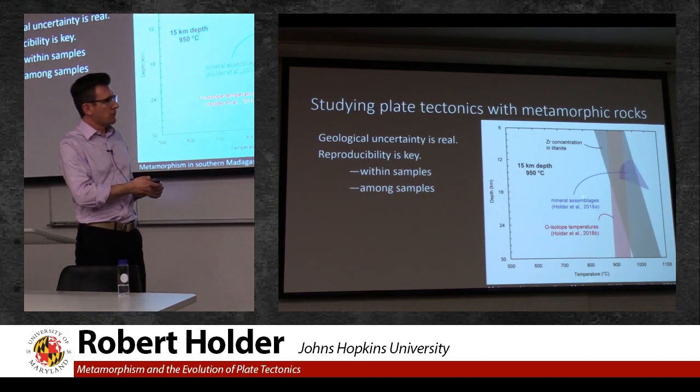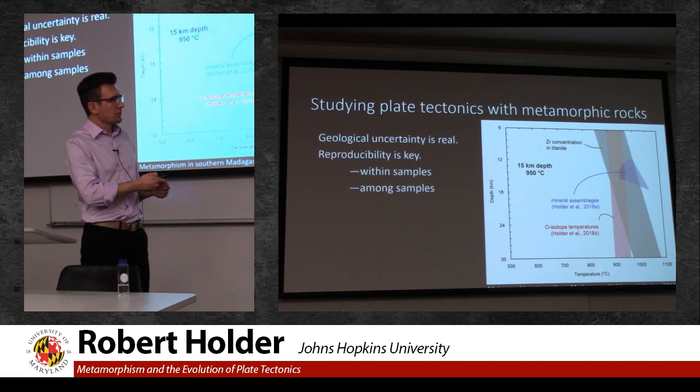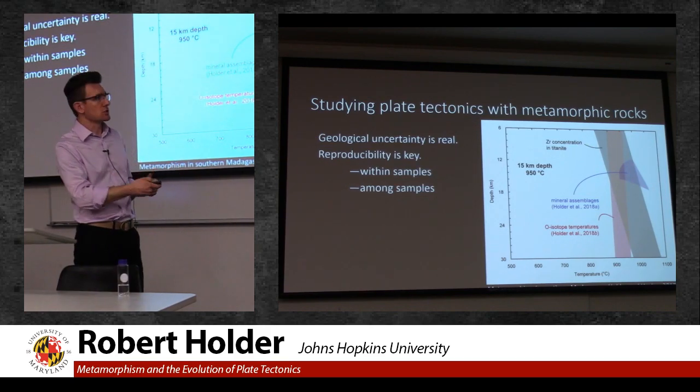So here's an example of where we've done mineral assemblage calculations. We've looked at the zirconium concentrations in titanite. We could do concentrations of other elements.